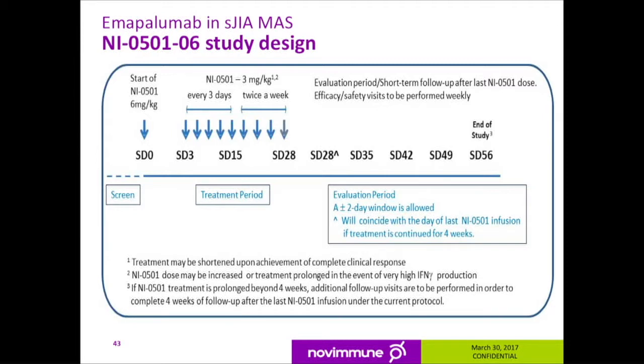So this is going to be the study design. This study is open in Rome, in Barcelona, will soon be open in London, and I don't know where Utrecht is. Are you almost there? And hopefully it will also be open in the US and Canada in the near future.